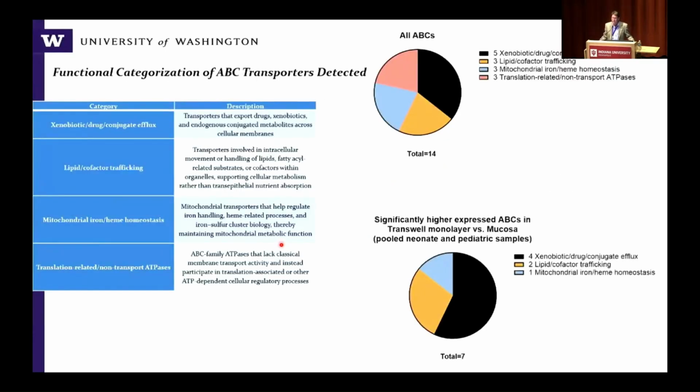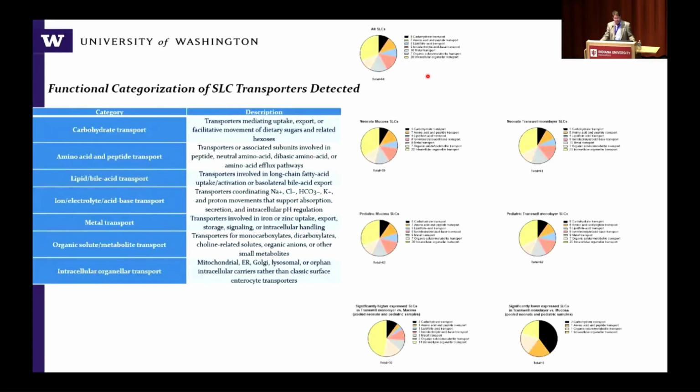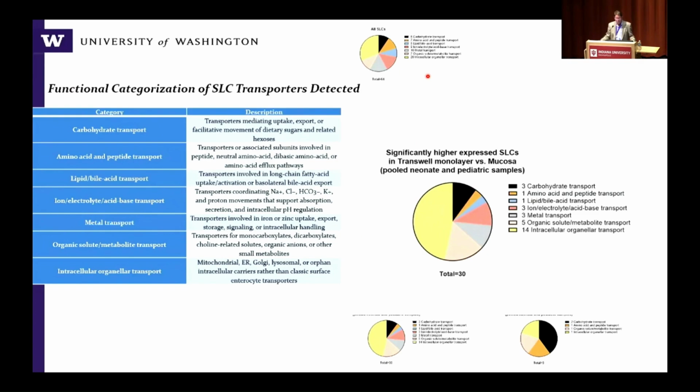And then we started looking at categorization of transporters, SLC and the ABCs, in terms of functionality. For example, here we saw a total of 14 ABC transporters in these samples. Whereas here, this is looking at SLC transporters, and this is a very busy slide again. So let's just focus in on significantly higher expressed SLCs in Transwell monolayer versus mucosa.